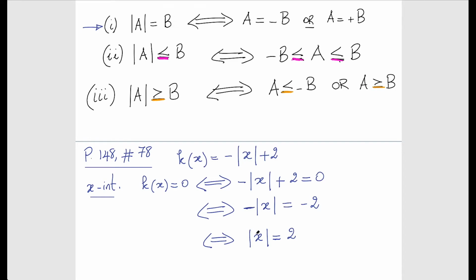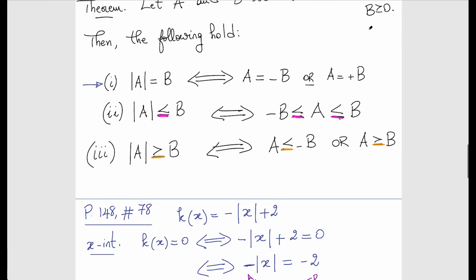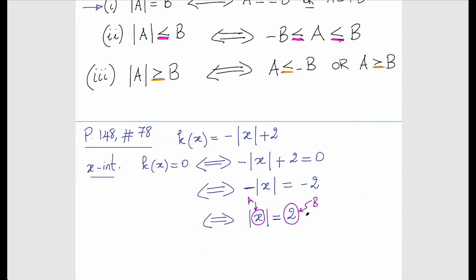So who's A in my context? A is the x then. That's the A here. And who's the B? That's the B. Correct? That's the B. And is the B bigger than or equal to 0? Yes, the B is 2. Certainly is bigger than or equal to 0.